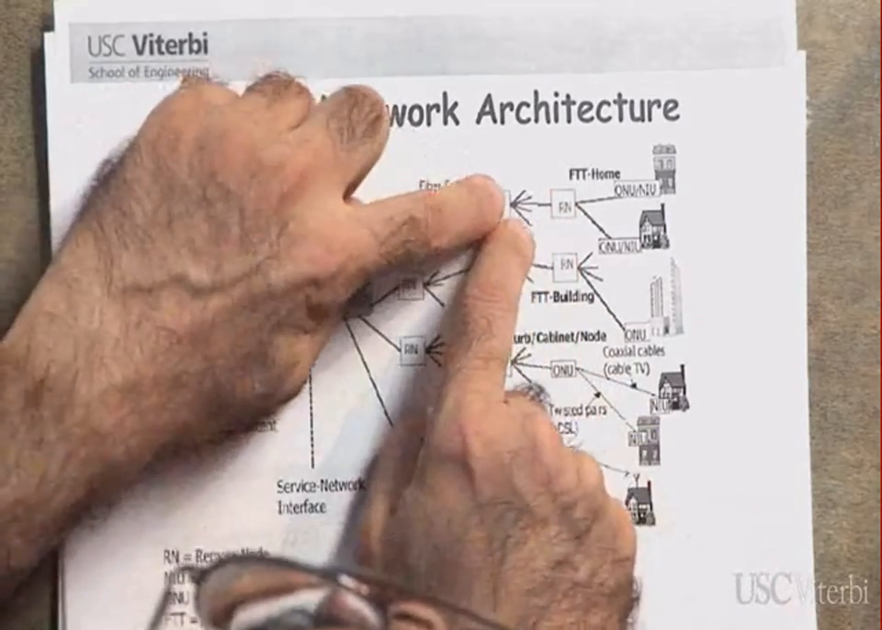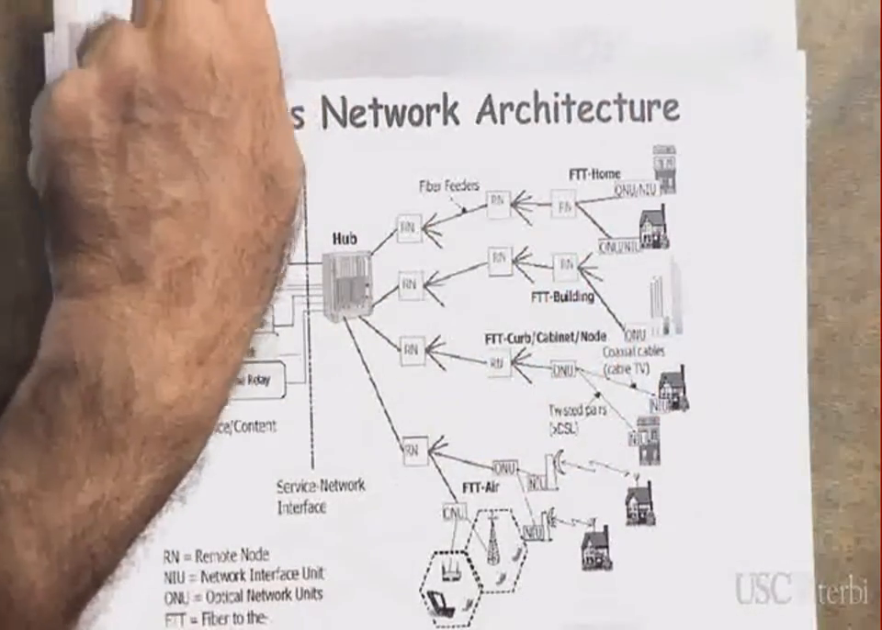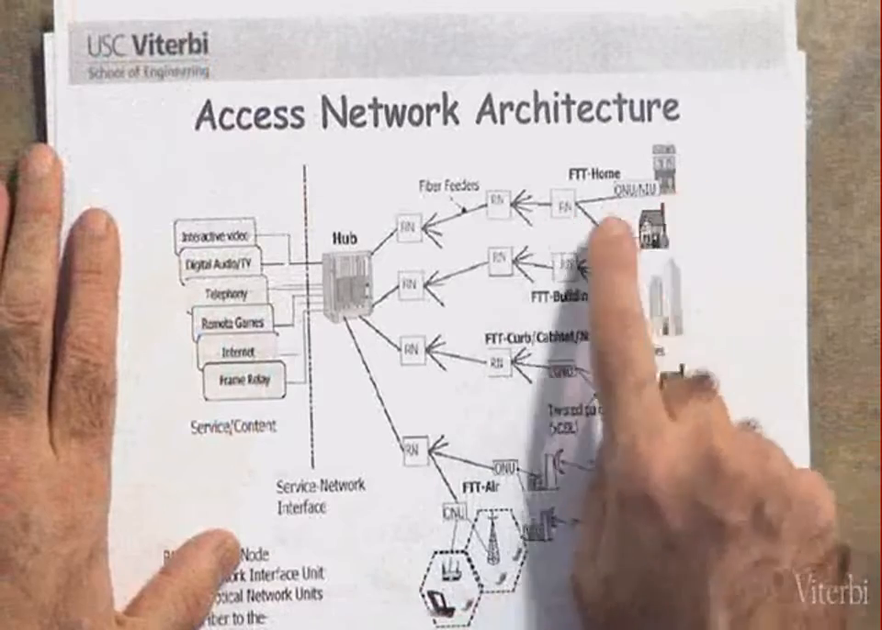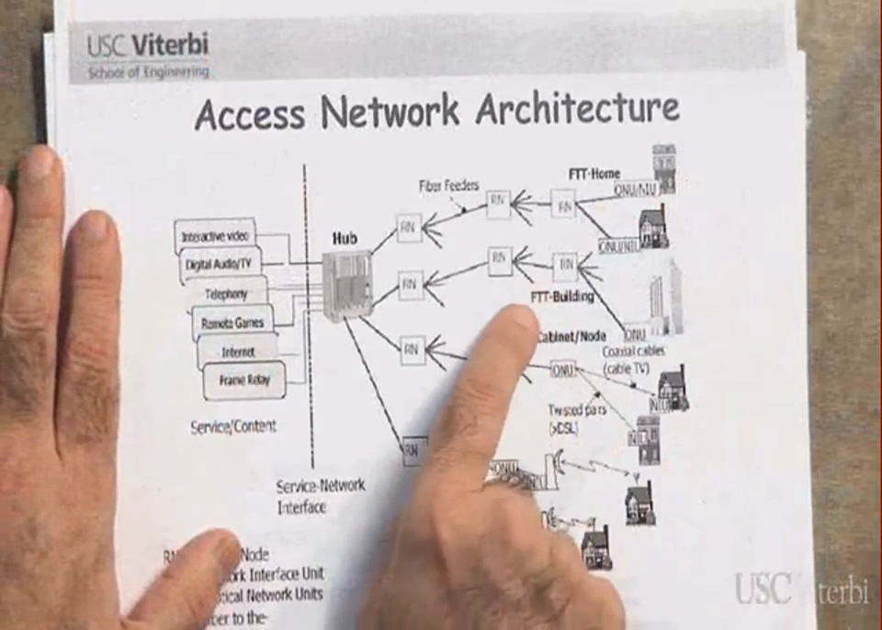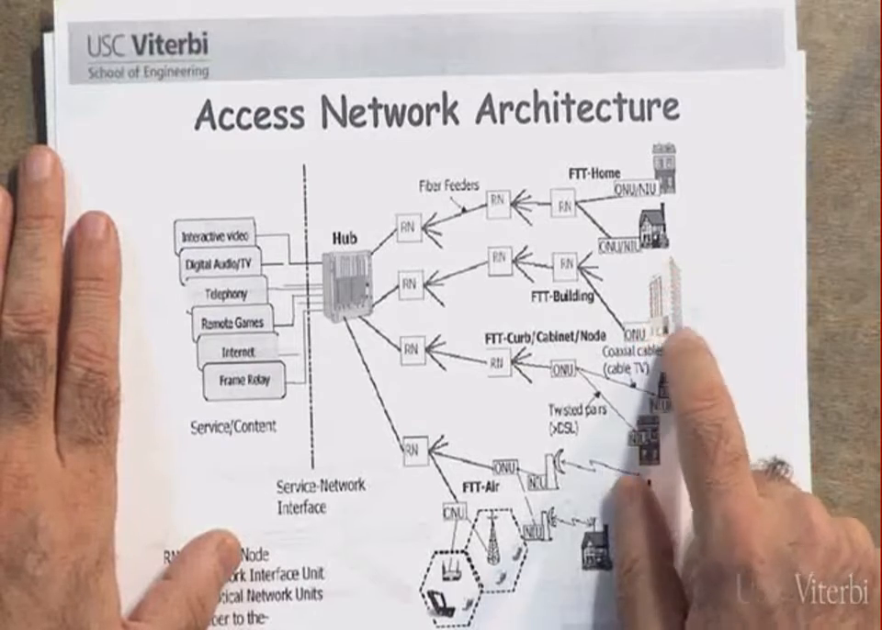When you see this one here, this means distribution to multiple homes. Did you get this or not? This is all the fiber to the home. What is this? This is fiber to the building. So we do have a business building here.